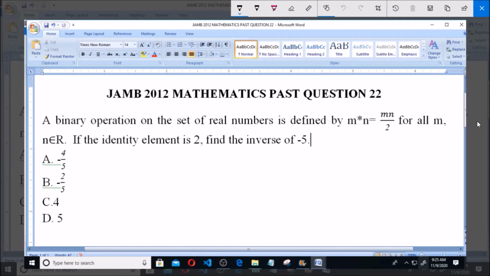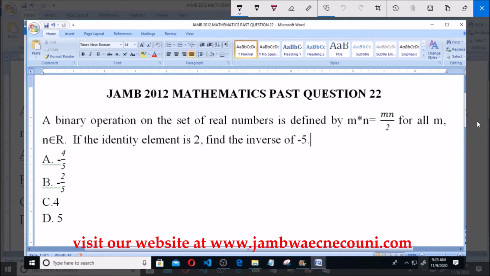I'll be answering JAMB 2012 Mathematics Past Question 22. A binary operation on the set of real numbers is defined by m * n = mn/2, for all m, n that are elements of R. If the identity element is 2, find the inverse of -5. Find the inverse of -5.